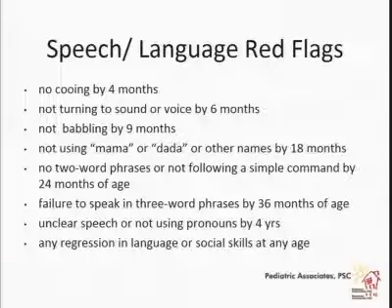If they don't turn to sound or voice by 6 months of age, that's a concern. They don't babble by 9 months. They're not using mama dada by 18 months. Not using 2-word phrases or following a simple command by 24 months. Failing to use 3-word phrases by 3, or have unclear speech that you can't understand. Not using pronouns by 4. And if there's any regression in language or social skills at any age, that's always a concern.